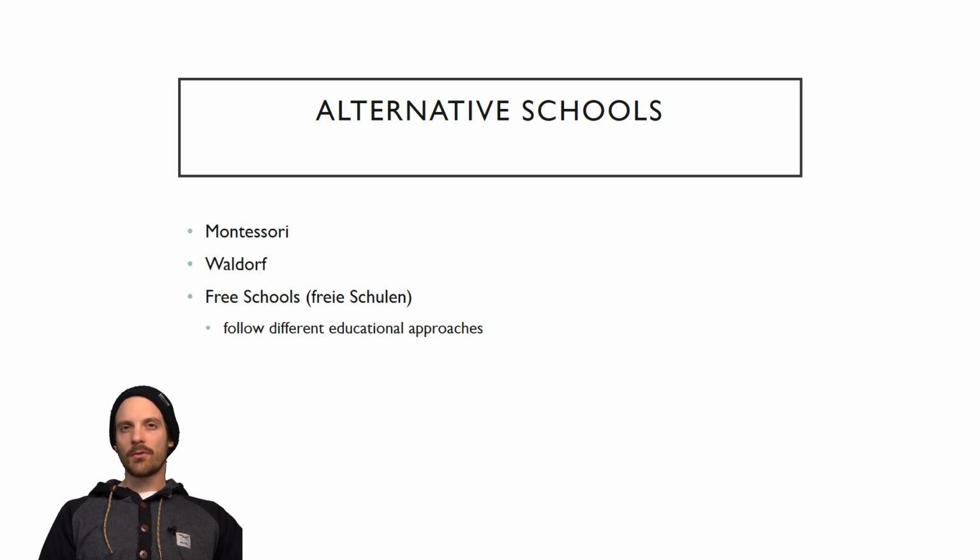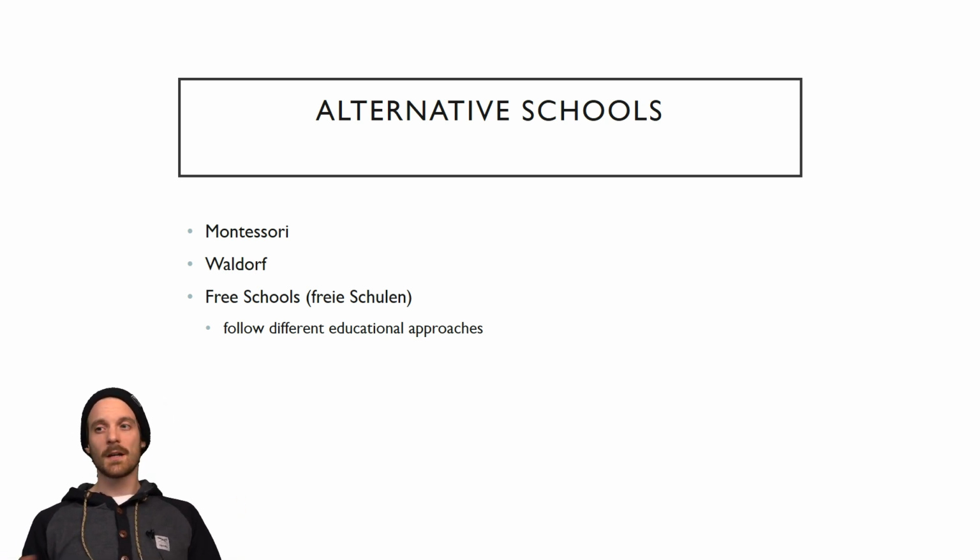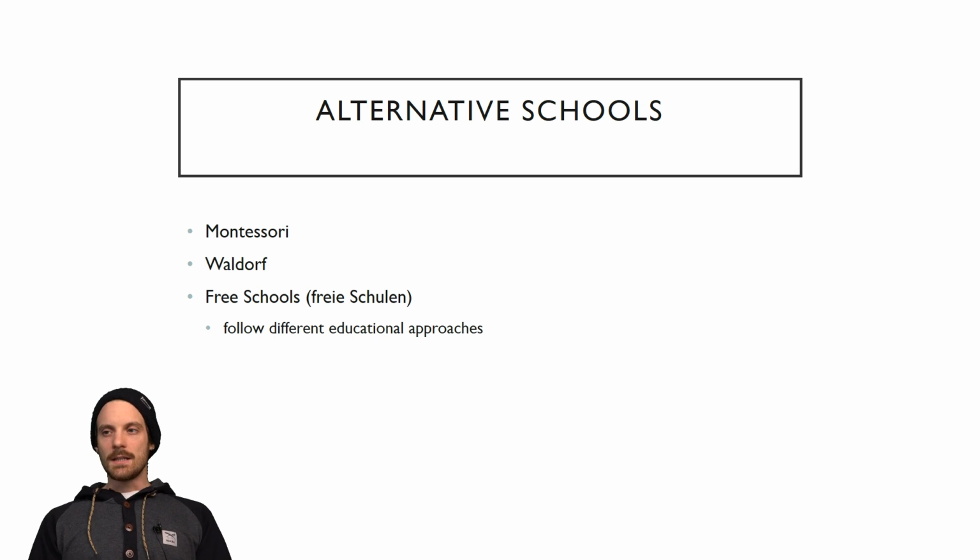And basically, students can also decide what they want to learn and how they want to learn, which is also kind of the goal of the free schools, which have different educational approaches. Sometimes they use Montessori approaches or any other approaches to realize a different form of school. So they have similar objectives as Montessori and Waldorf, but just in a different way.